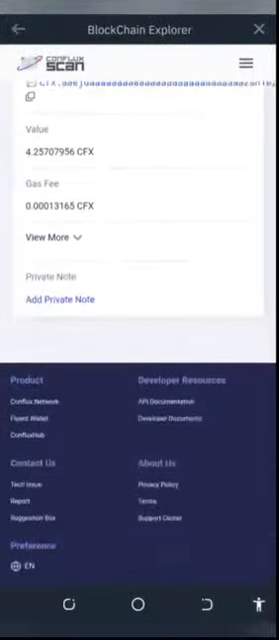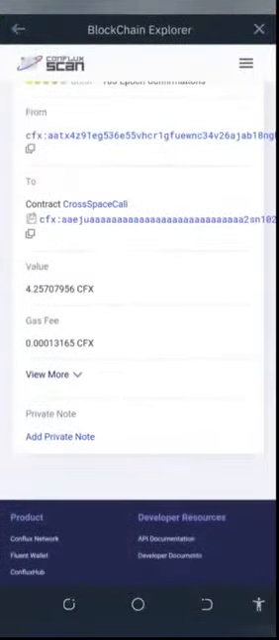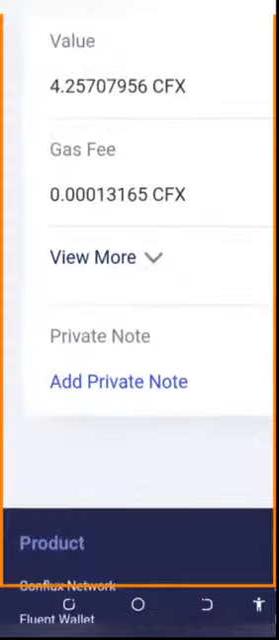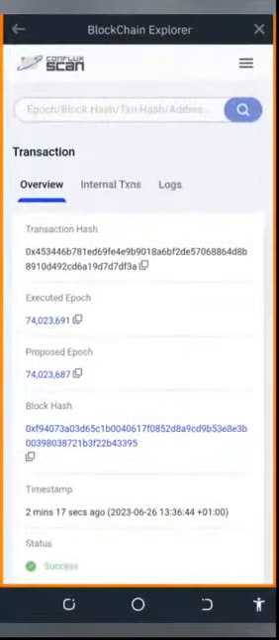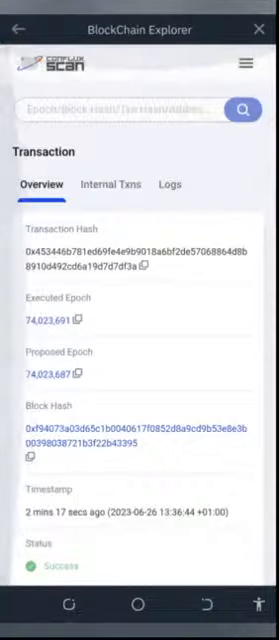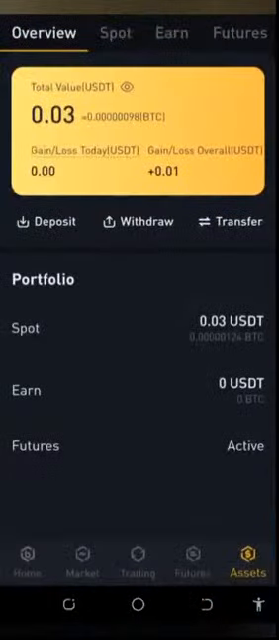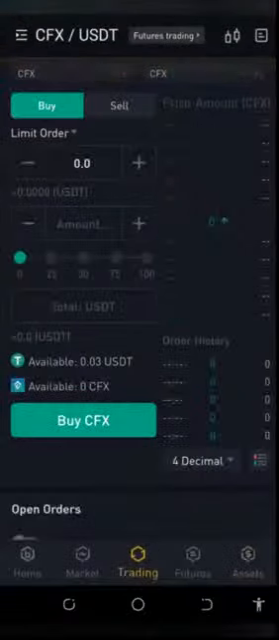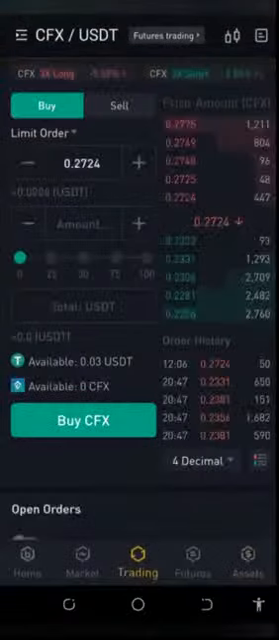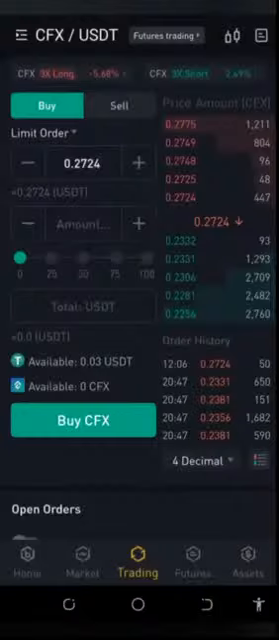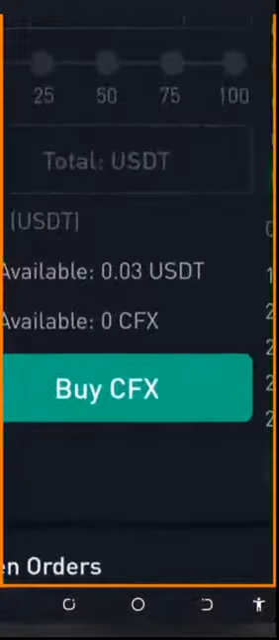4.257 CFX, because don't forget it has to take its own trading fee. Everything is here. Okay, so it's telling me that it's success. We just have to wait a bit, to see when it will land in buy true. Right now, it's still here. It's not yet here. Still 3 cents.